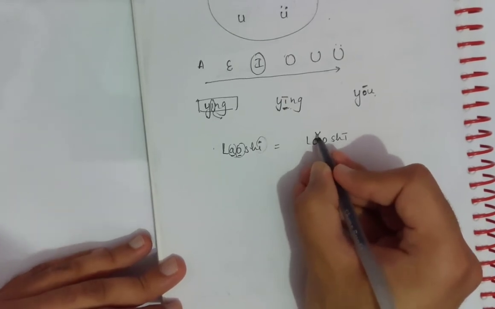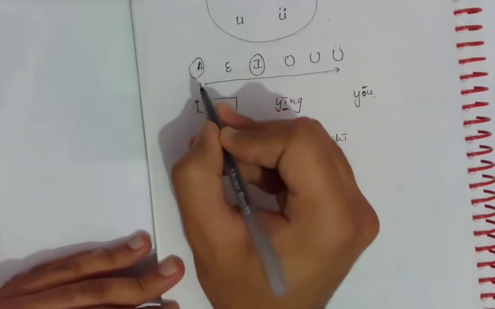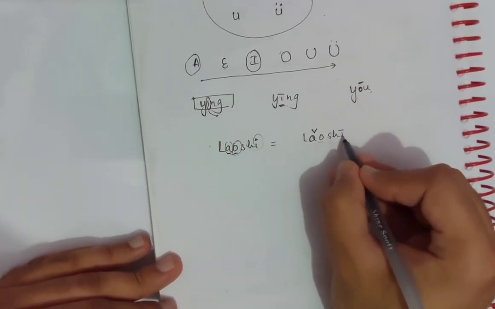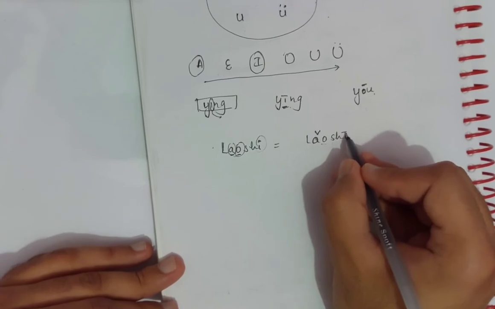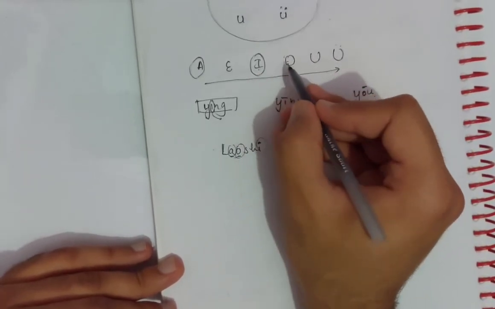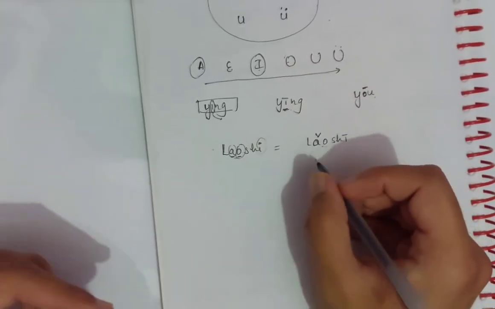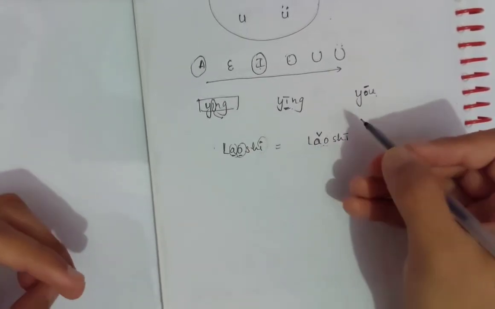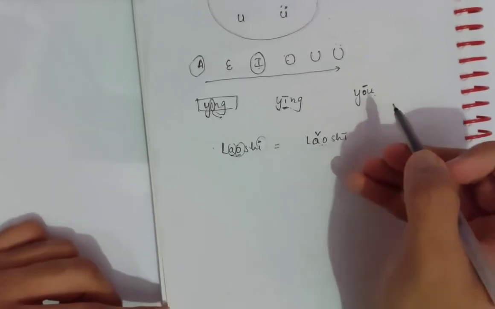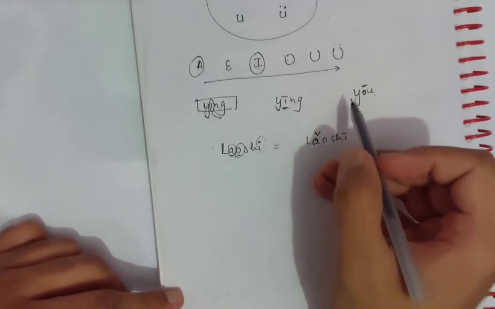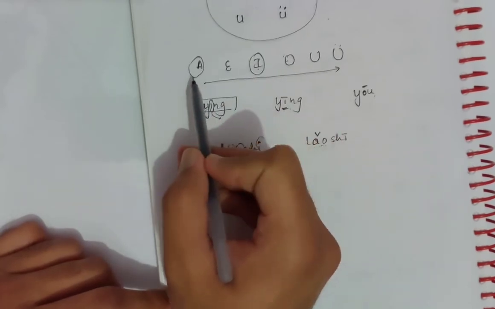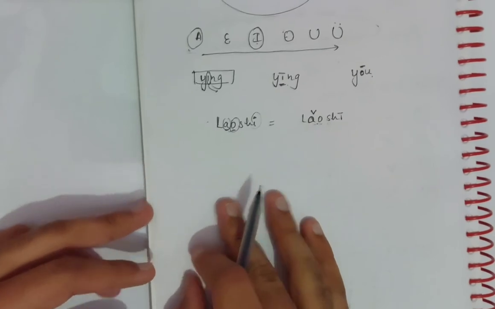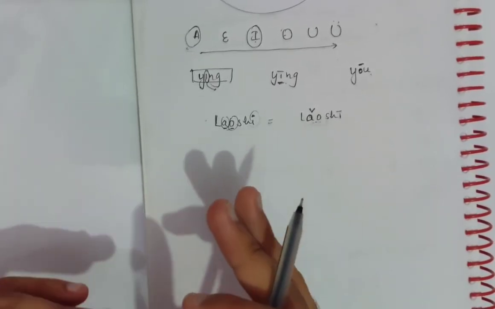So we write it as lao shi. Why is this tone on a? Because a comes first in the sequence, not o. And we place the tone on i because i comes first, not o. So there are some words which contain more than one final, so you should place the tone on the final which comes first in this sequence. Remember this. Okay, so this is about the tones.